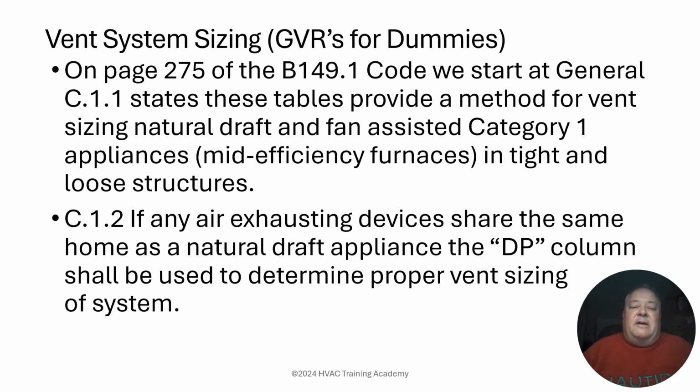Page 275, the code, we're going to start at the general C11. The tables provide a method for vent sizing a natural draft and fan assist Category 1 appliances, or mid efficiencies that we're talking about a little earlier that go into venting systems. So those mids going into chimneys or existing B-vent systems would be what we're talking about here. C12: if any air exhausting devices share the same home as a natural draft appliance, the DP column shall be used to determine proper vent sizing of the system.